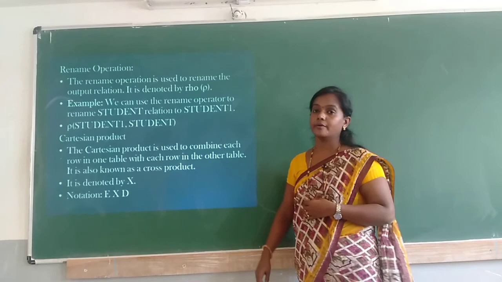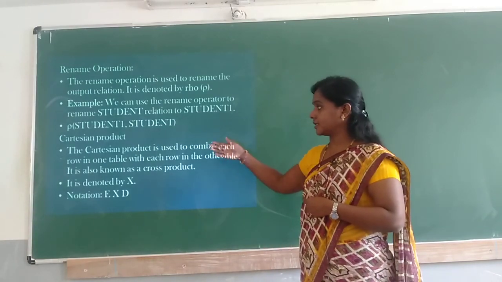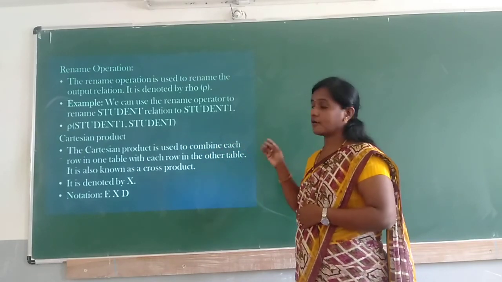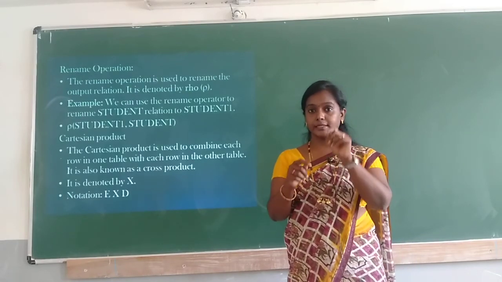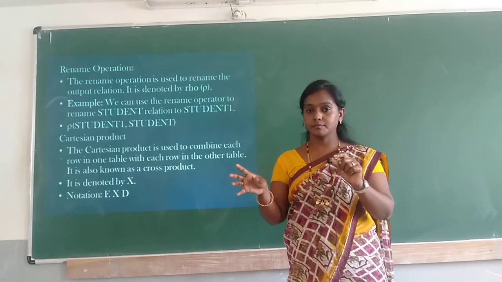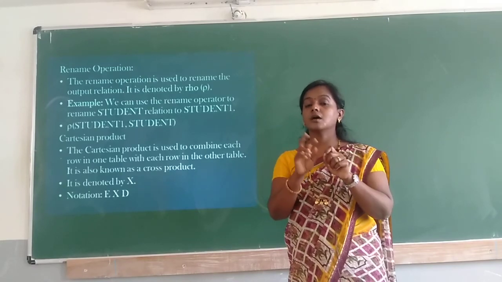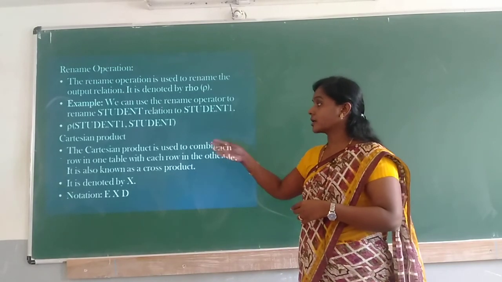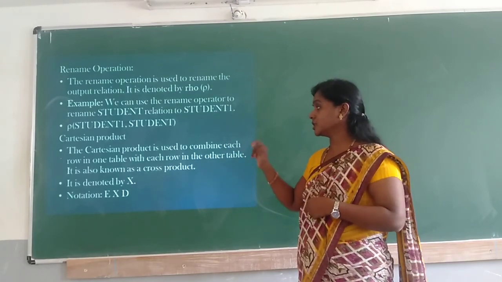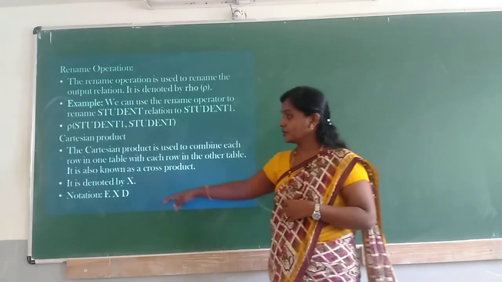So next we have a Cartesian product. Cartesian product is used to combine the row of one table with each row of the other table. So one row in one table is combined with all the rows of the other table. Next another row of this table with all the rows of the other table. So this is how the Cartesian product occurs. So Cartesian product is used to combine each row in one table with each row in the other table. It is also known as a cross product and it is denoted by this.